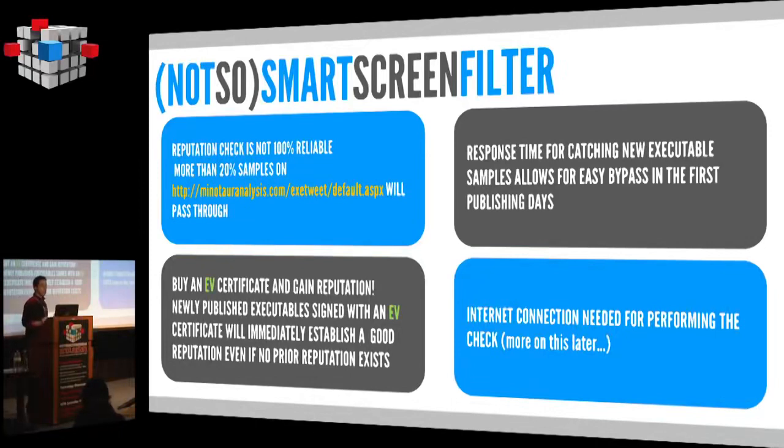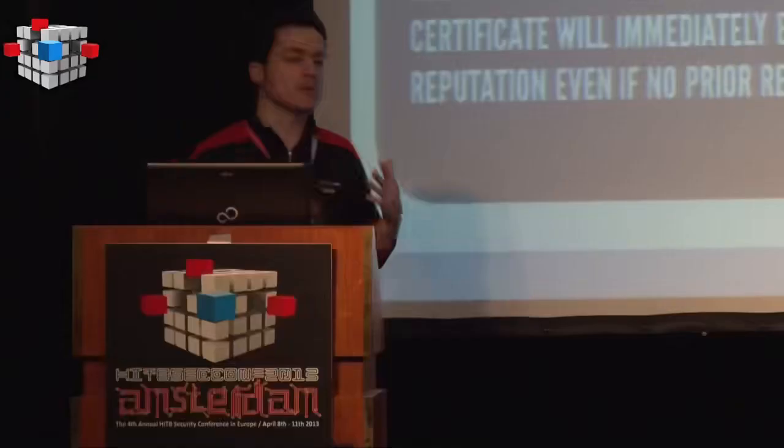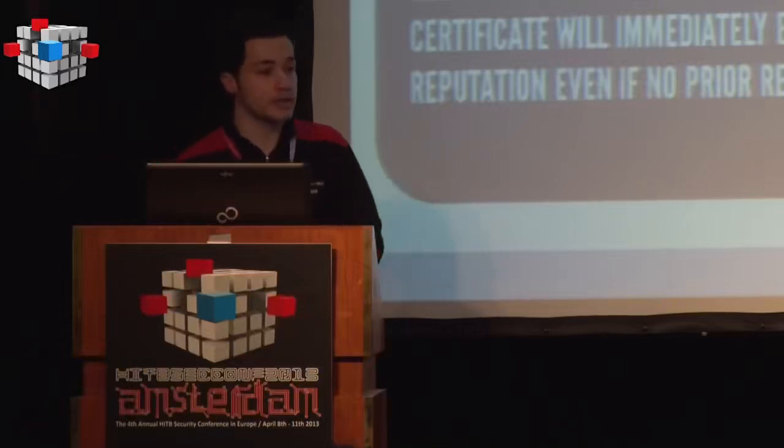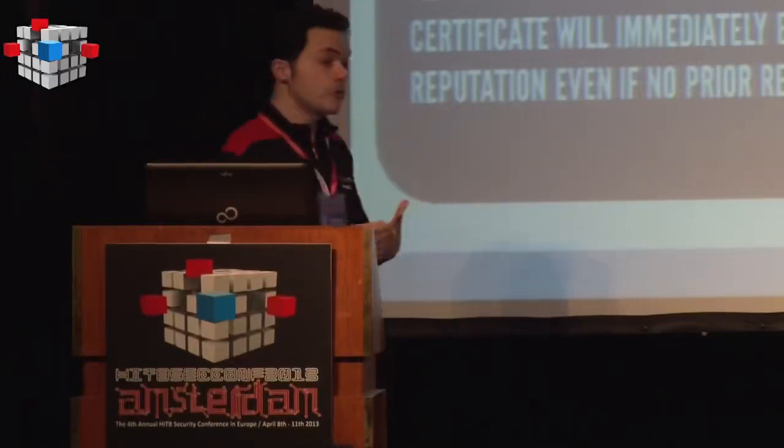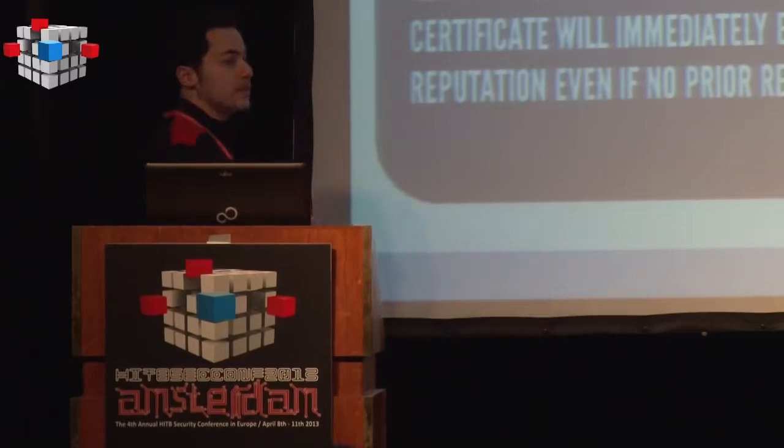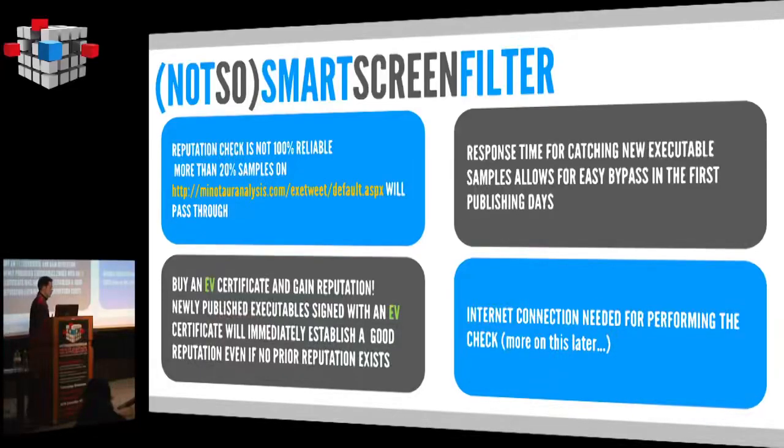More, as I said before, some time is needed for these technologies to catch new malware samples. So if you publish your malware, you have a greater chance of bypassing SmartScreen in the first publishing days. The third way to bypass SmartScreen is code signing.